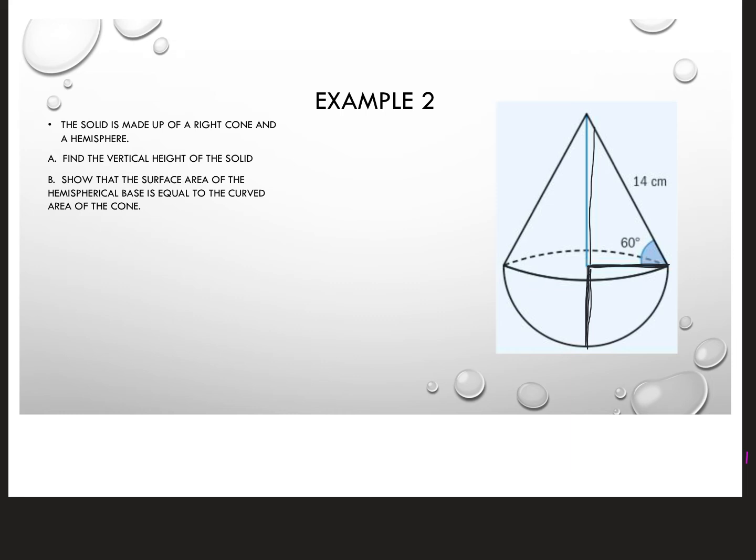Now, we're in luck. This is a 30, 60, 90 right triangle. If you remember the relationship of the sides, since you know the hypotenuse, then you know that the radius is 7. Let me switch colors. Maybe it'll show better. The radius is 7. So from here to here is 7, which means from here to here is 7. And the height is 7 root 3. So the vertical height of the whole thing is 7 plus 7 root 3.